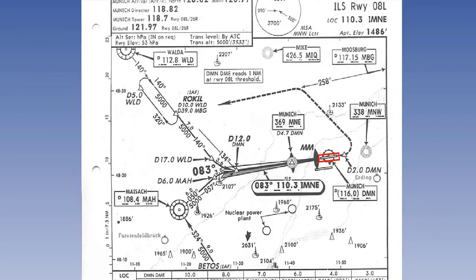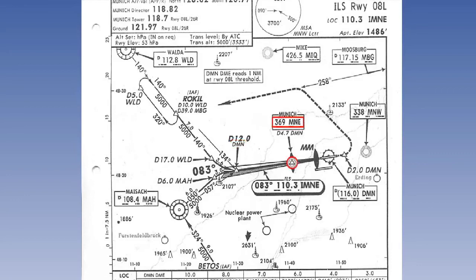This is a plan view of the approach. Here is the runway. Note that the final approach starts at 12 nautical miles DME range from the Delta Mike November. DME means distance measuring equipment. It gives the pilot a range from a ground beacon.